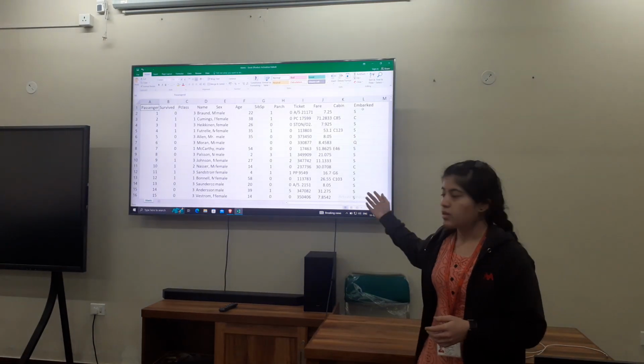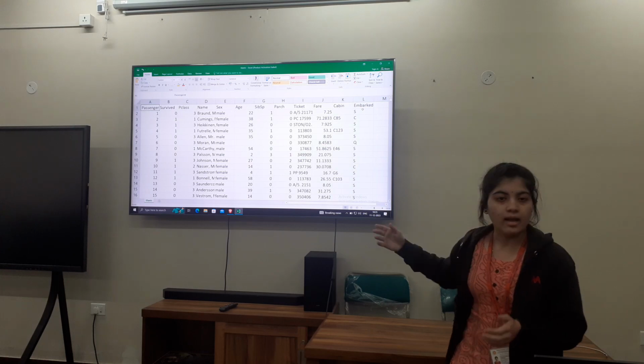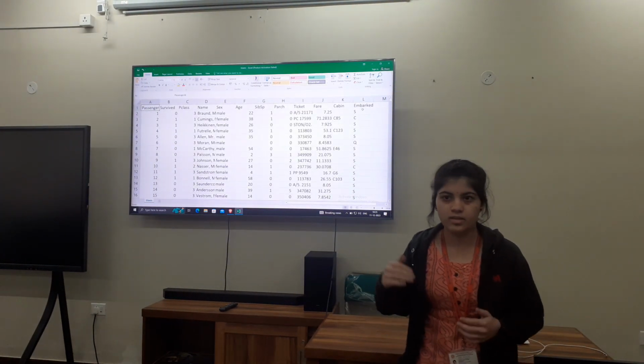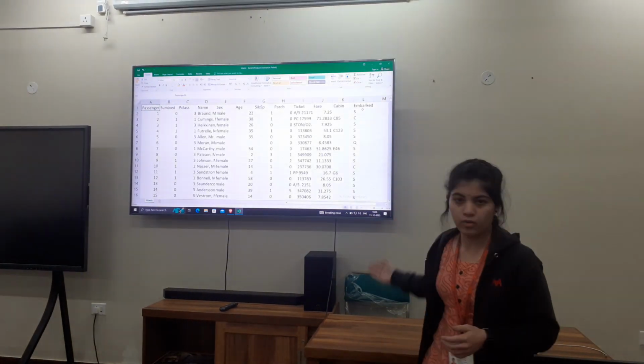Next is about parents and children, and then the ticket, fare, cabin, and embarked. Embarked represents the place from where the person boarded, for example S for Southampton or Q for Queenstown.